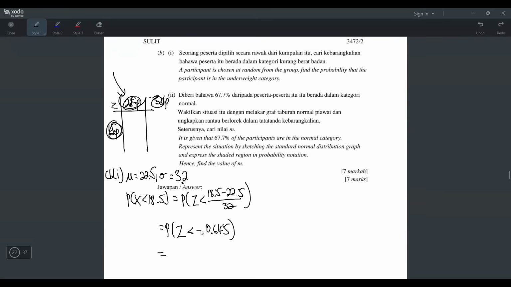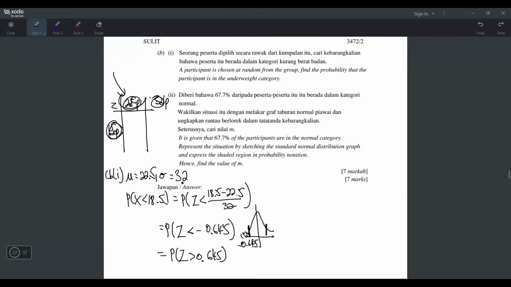Okay, P(Z smaller than negative 0.645). If you sketch out what it means, negative 0.645 obviously is on the left side, and if they say smaller, you lower it to the left. So this one you can actually change to P(Z bigger than positive 0.645). Smaller than negative can change to bigger than positive because this graph is symmetrical. So this area here and this area are the same.